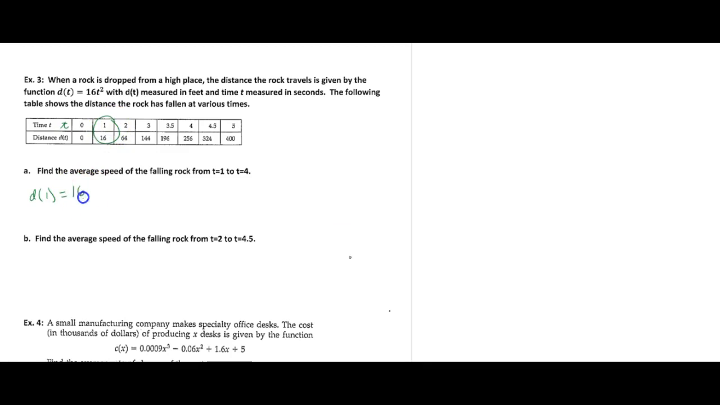So d of 1 is 16, and then d of 4 is 256. So now we can go ahead and find the average rate of change. In this case, we would do 256 minus 16 over 4 minus 1. That's going to give us 240 divided by 3, which is 80. And since our numerator is the feet, we're going to say 80 feet per... since our denominator here represents time, we're going to say 80 feet per second.